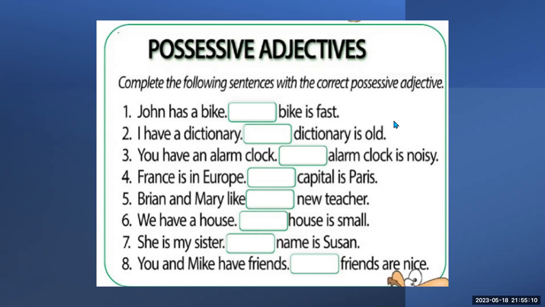Okay, let us resolve this part first, because of the time. Who wants to read number one, including the missing word here, please? John has a bike. His bike is fast. Okay, how do you say right here? His.